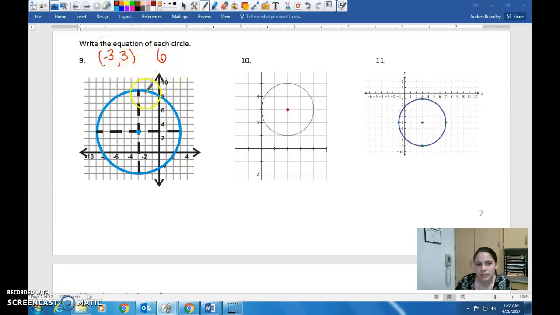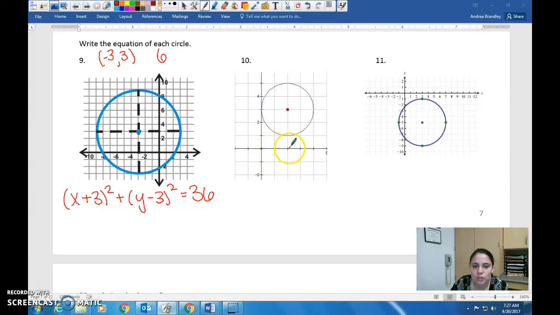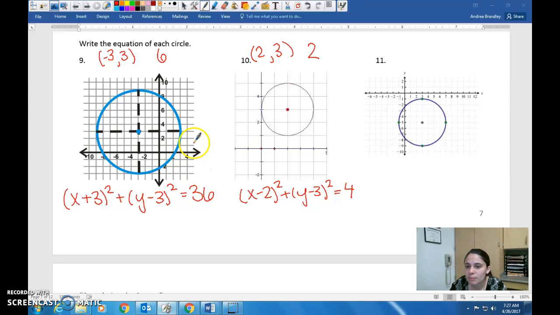Once I have those two pieces of information, I can do it exactly like I did above. x minus a negative 3, so (x plus 3) squared, plus (y minus 3) squared equals 6 squared, which is 36. Then the same thing here, my center is at (2, 3) and my radius is 1, 2. Using that information, I can say I have (x minus 2) squared plus (y minus 3) squared equals 2 squared, which is 4. And then the last example, my center is at (3, negative 5).